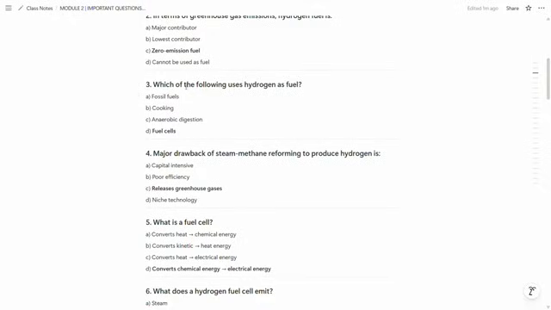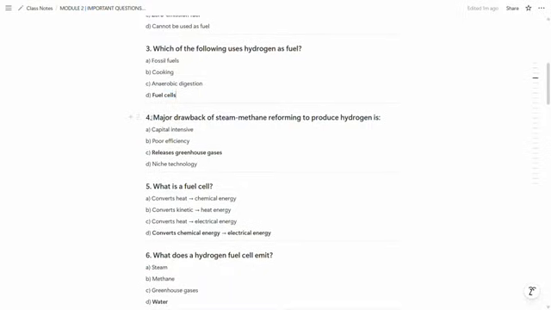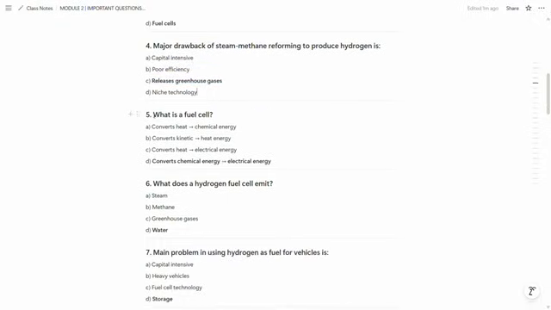Now the third question is, which of the following uses hydrogen as fuel? Fuel cells. So option D is correct. Now the fourth question is, major drawback of steam methane reforming to produce hydrogen is releases greenhouse gases. Now the fifth question is, what is a fuel cell? Converts chemical energy to electrical energy. It is known as fuel cell.